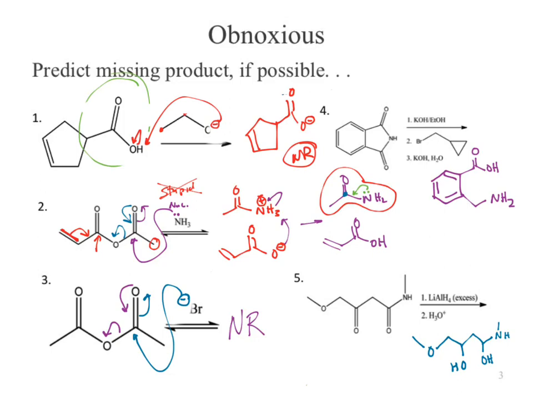Number 5. Lithium aluminum hydride should look familiar. What did lithium aluminum hydride supply? Hydrides. What can those hydrides do? Direct attack to our carbonyls. So it can directly attack to form our alcohol on the left. What kind of pseudo derivative have we formed there?